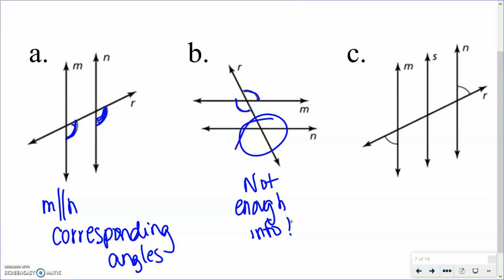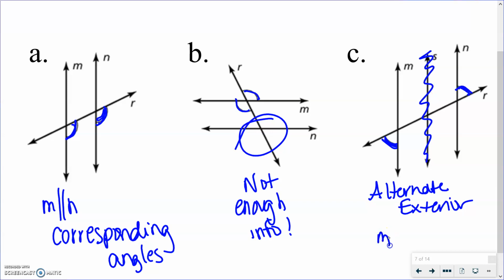Okay, now we're looking at this last diagram, and there's nothing about line S. We can just kind of ignore it in this picture. And then we have this angle here that's on one side of our transversal R, and this other one that's on the alternate side, and they're exterior. So those are alternate exterior angles. And since they are alternate exterior angles and they're congruent, then I can say that M is parallel to N.